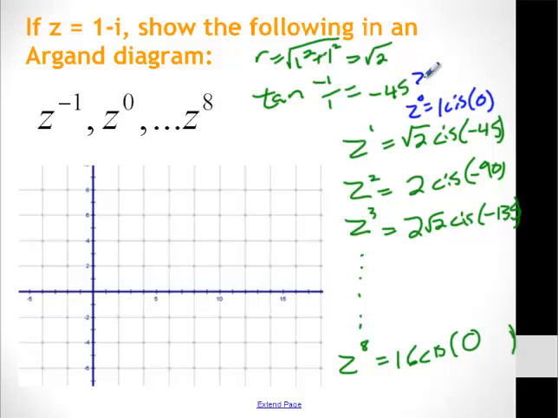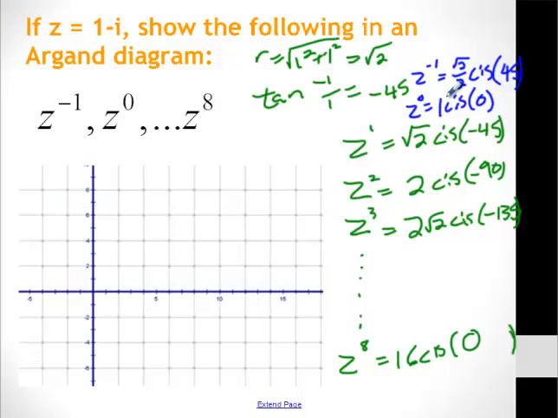And if we keep going backwards, z to the negative first, square root of 2 to the negative first power is 1 over square root of 2. When you rationalize that, you get root 2 over 2. And then we're going to take negative 45 and multiply it by negative 1, because here we multiplied it by 0, by 1, by 2, and we get 45 degrees. Okay, take a minute, try plotting these.